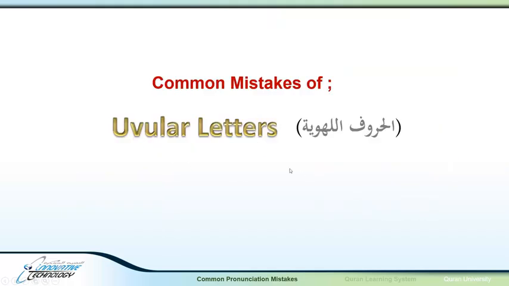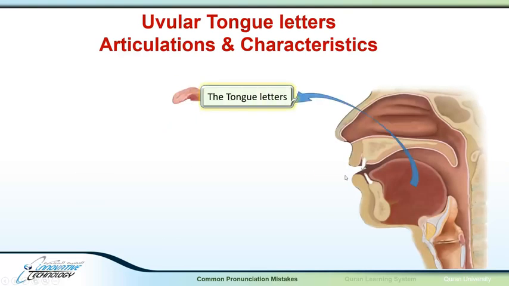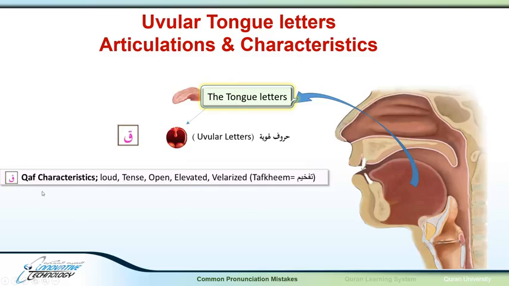And now the uvular letters. Uvular letters are actually the first category of the tongue letters, related to the uvula and the soft palate just in front of it. The first letter is related to the uvula and it is the qaf. The qaf is characterized by being loud, tense, open, elevated, velarized, having tafkhim. The second uvular letter is related to the area just in front of the uvula, the soft palate, and it is called the kaf.